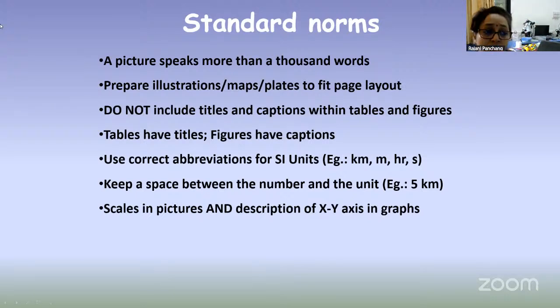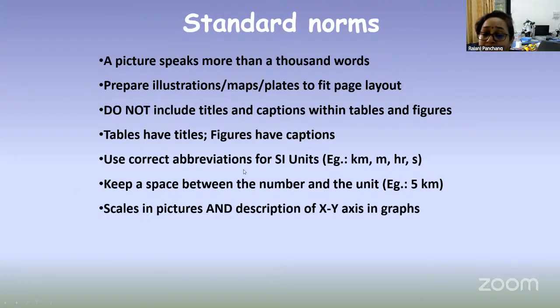When you're making a figure, I will show you a picture. Do not include titles and captions within tables and figures. I'll show you why. Tables have titles, figures have captions. If there's a table, the title should come on top. If there's a figure, the title should come below. That's called a caption. This is a rule. Captions come below, titles go up.